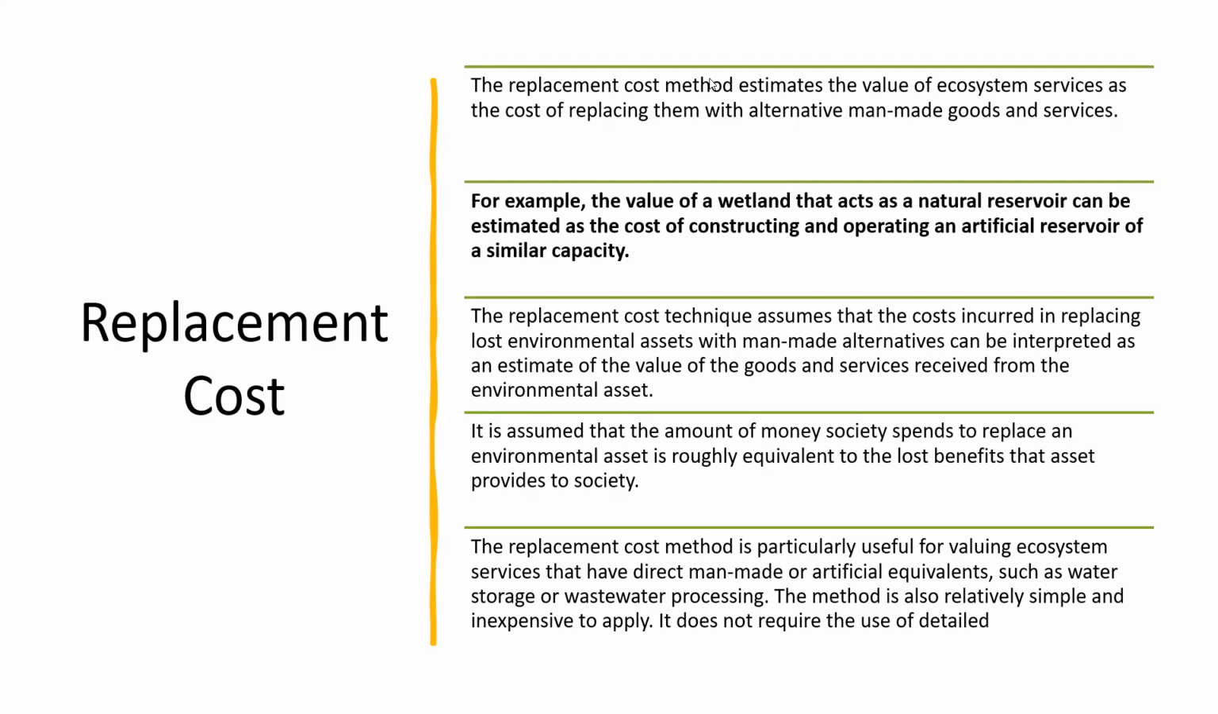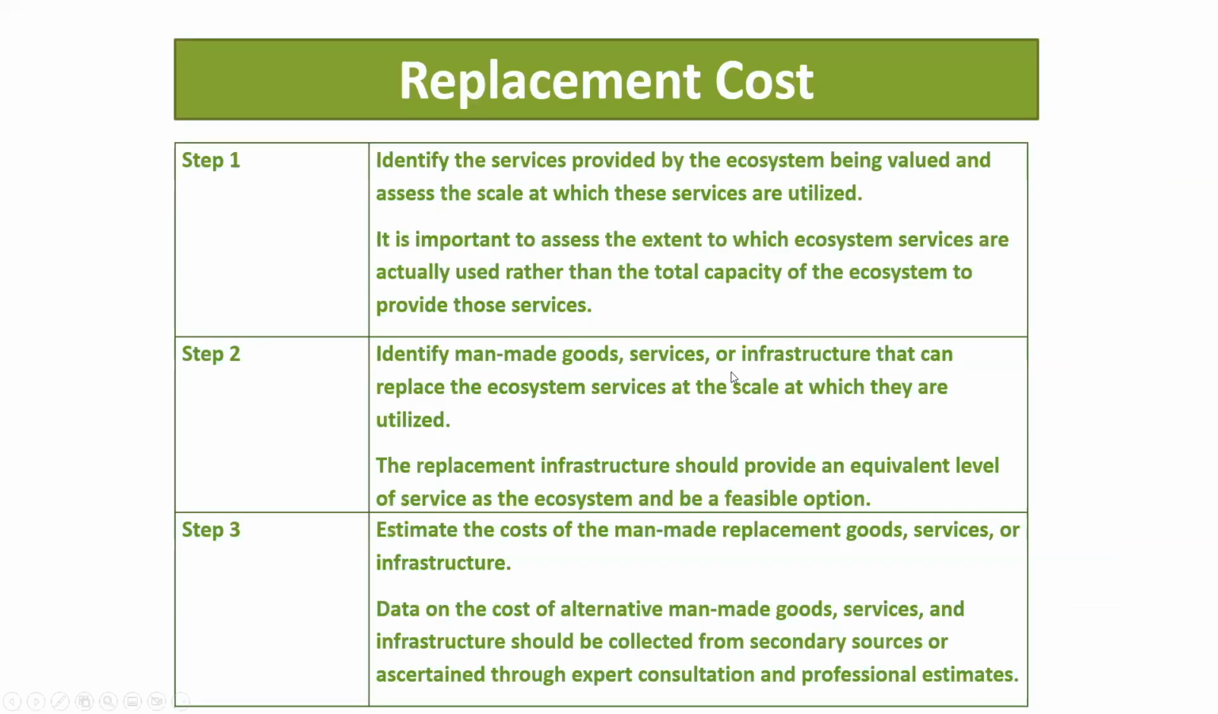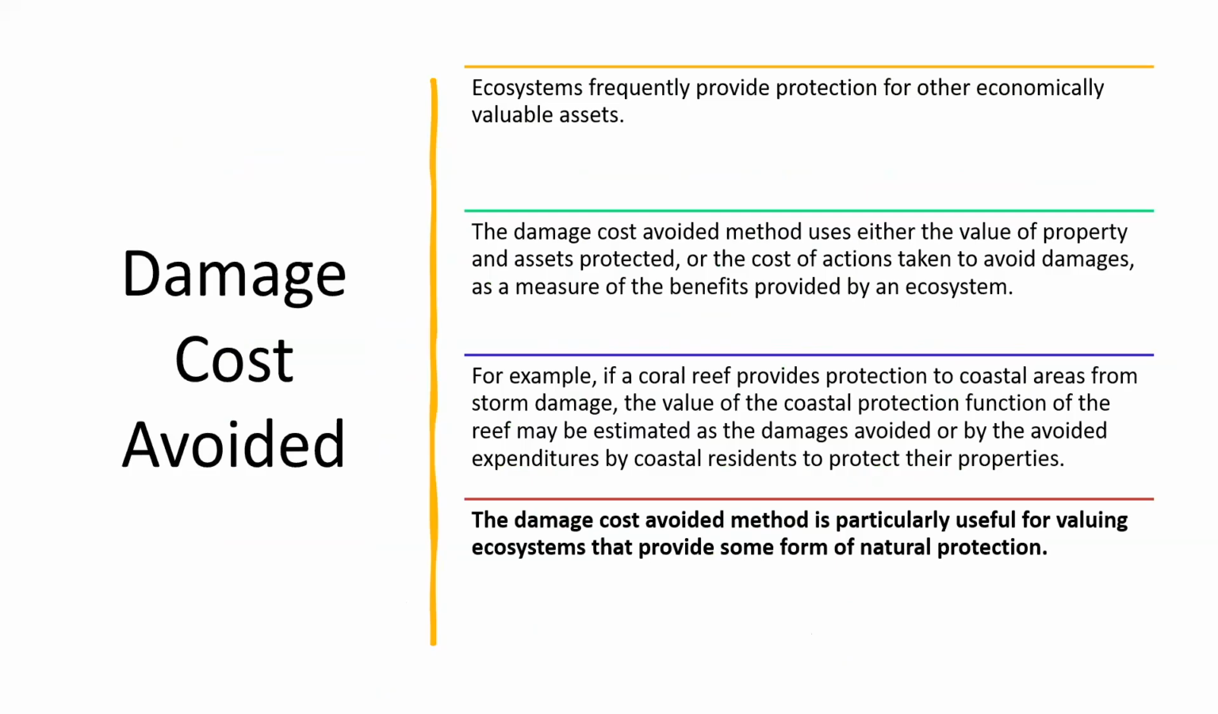It's a very straightforward calculation as well, because you're looking at the service provided, you're identifying the man-made good or service or infrastructure to replace the ecosystem, and then you're estimating the cost based on that, taking into account maintenance costs and the life cycle of the particular infrastructure that you put in. Any comments or questions there?